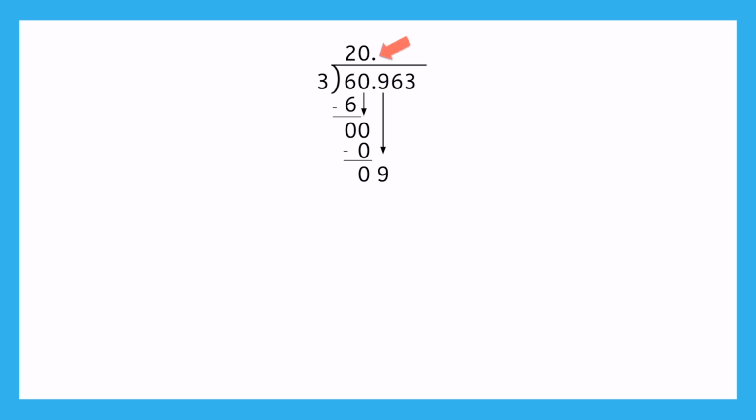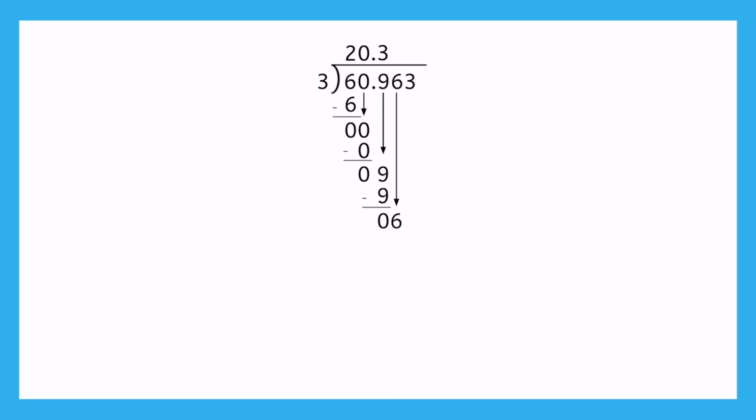3 groups of 3 can be made from 9. Notice how our decimal point is already on the answer line. So we just record the 3 above the 9 in the tenths place. 3 times 3 equals 9. So record a 9 below and subtract. 9 minus 9 is 0, then bring down the 6.